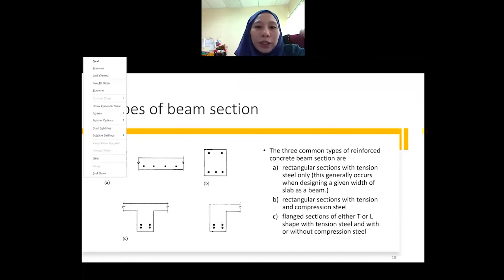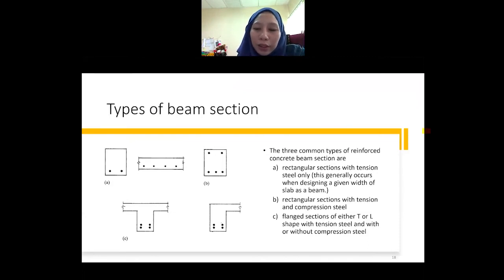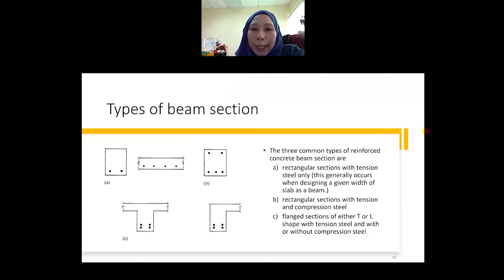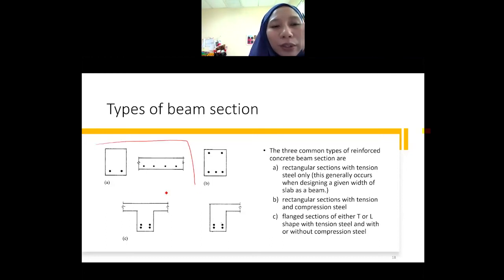Okay, so now we are going to the reinforced concrete beam design. So now we are entering the beam part. There are 3 common types of reinforced concrete beam. We have the rectangular section with tension steel only. Okay, in Structure Part 3, this is the only one that you're going to learn. These other 2 we don't learn, but you must know what they are.